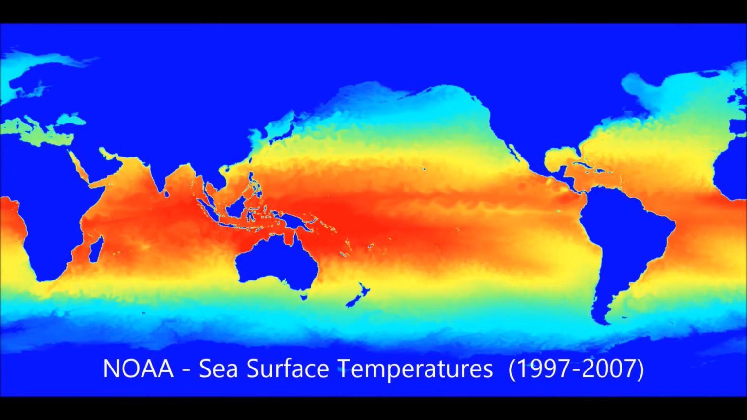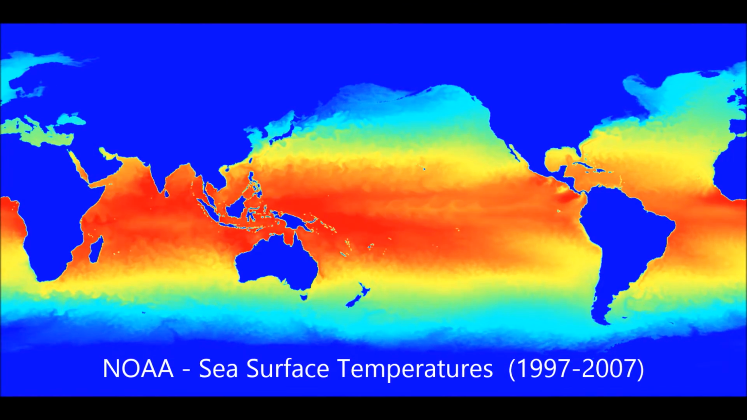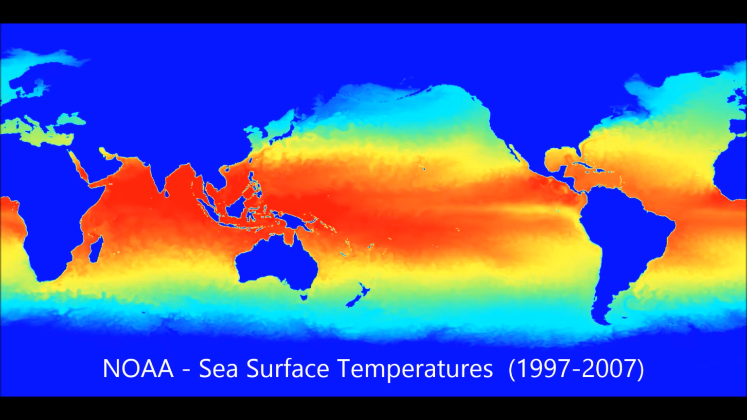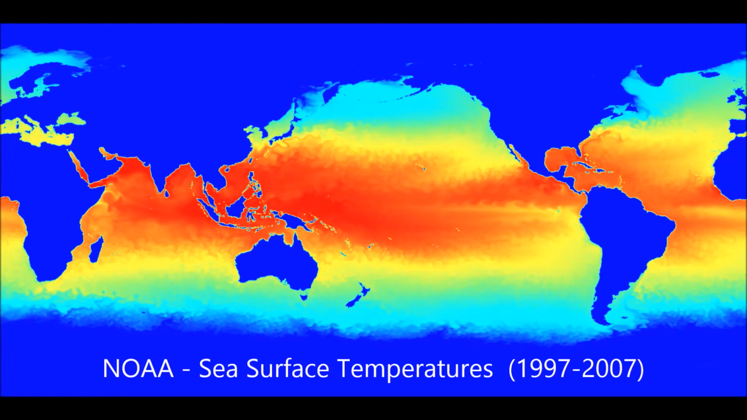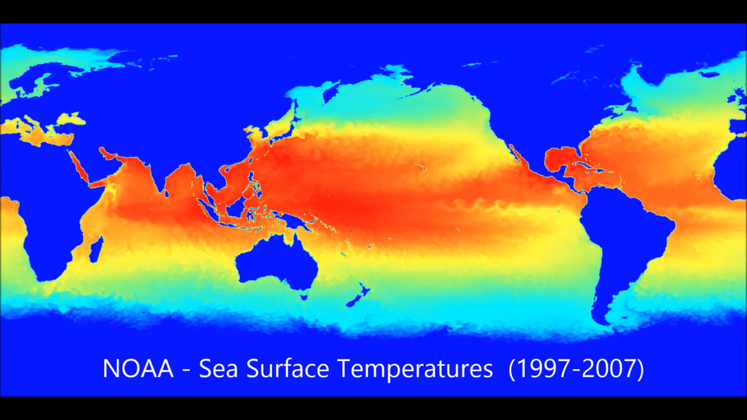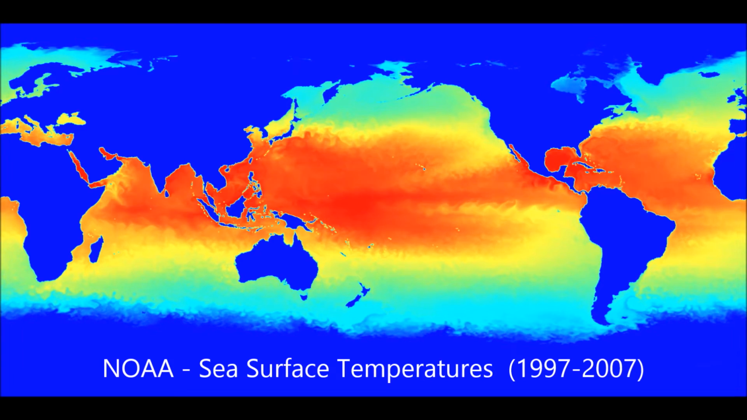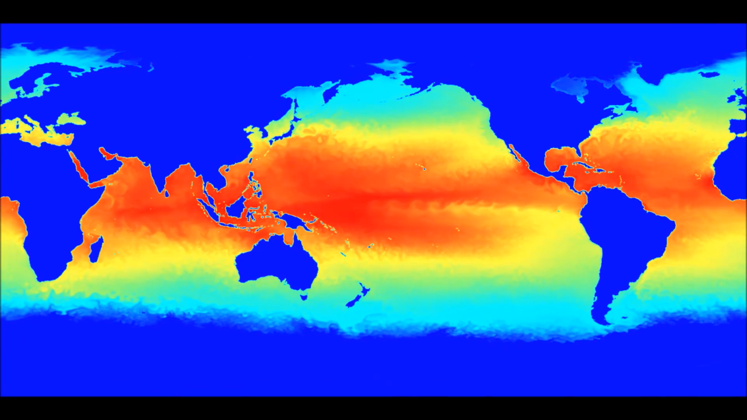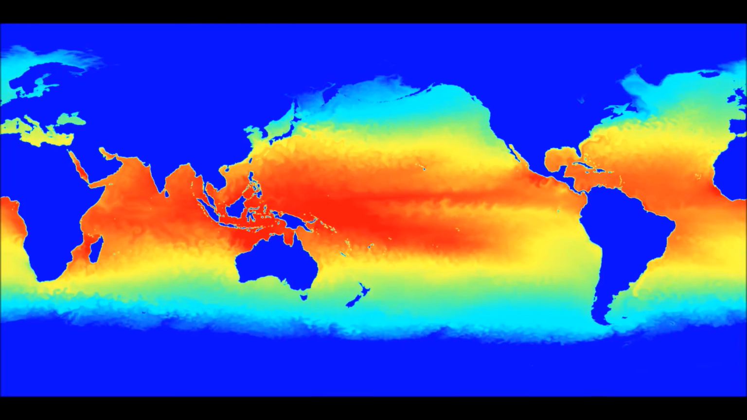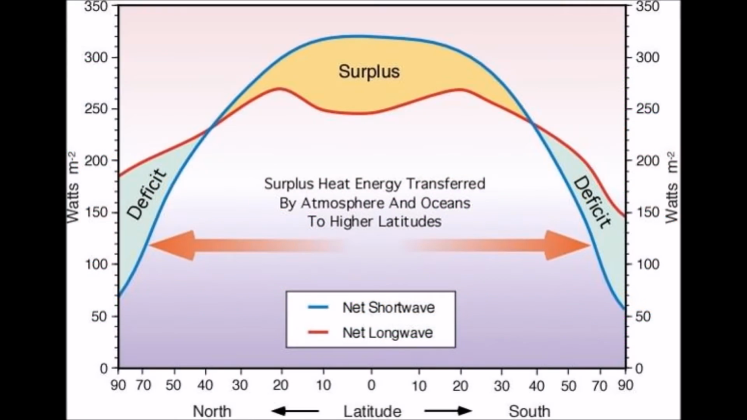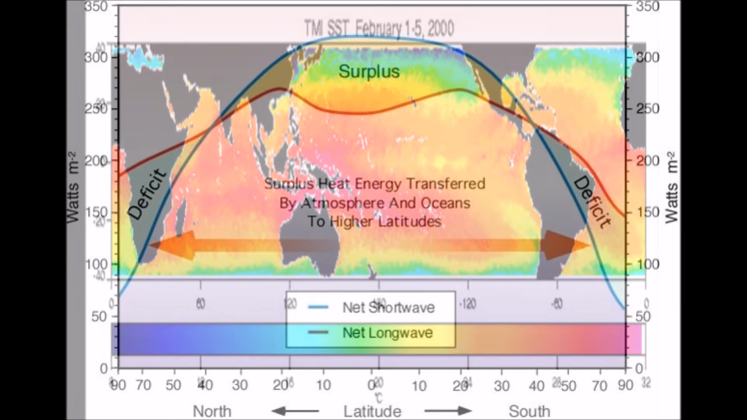This is an animation showing patterns of global sea surface temperatures from 1997 to 2007. It is taken from the US National Oceanic and Atmospheric Administration, also called NOAA. The general pattern shows a warmer sea surface temperature at the equator where there is a net accumulation of energy, while it is colder towards the poles where there is a net loss of energy.